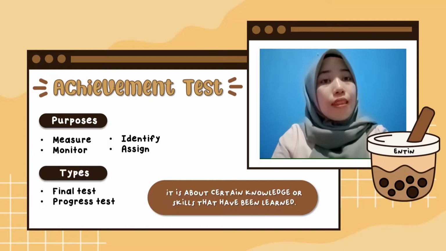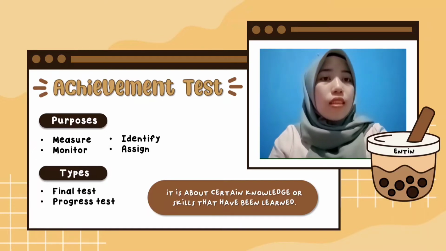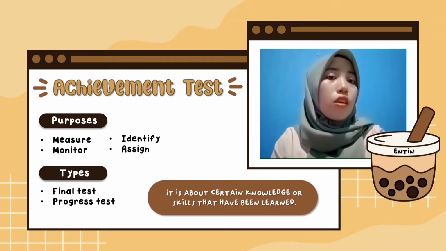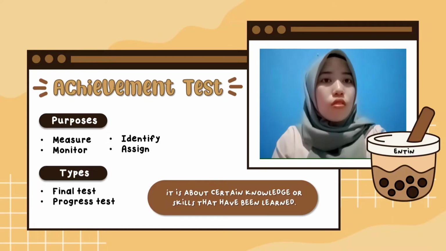Final achievement test. This test is given at the end of the lesson, whose contents are based on the syllabus or books or teaching materials that were used during the lesson to match the preparation that students have done, so that this test can be said to be successful or efficient.